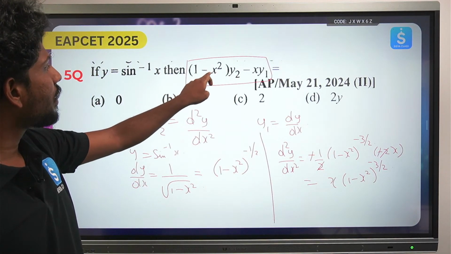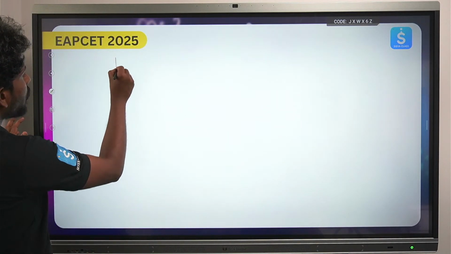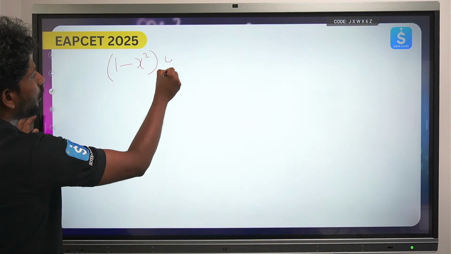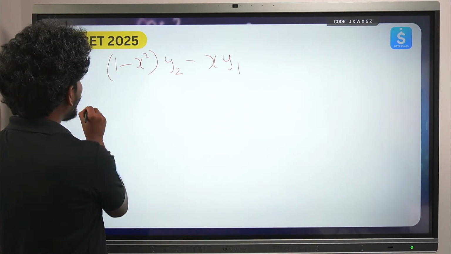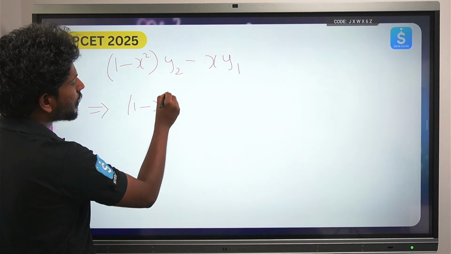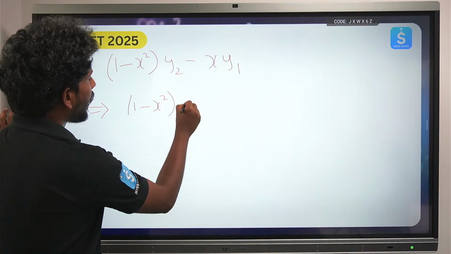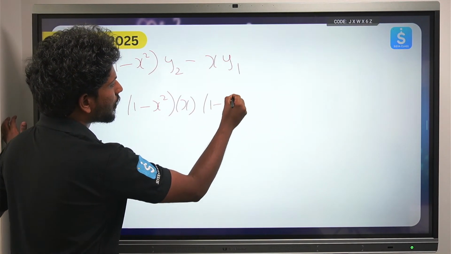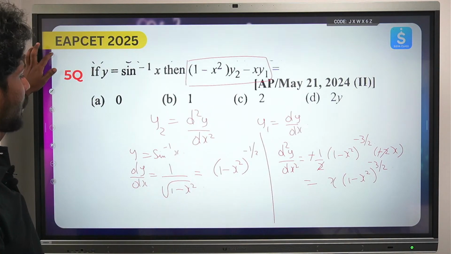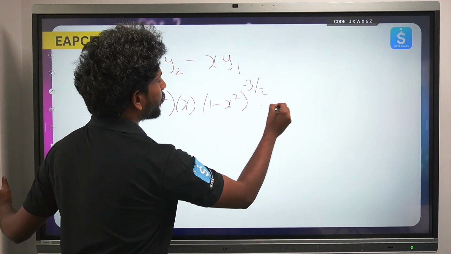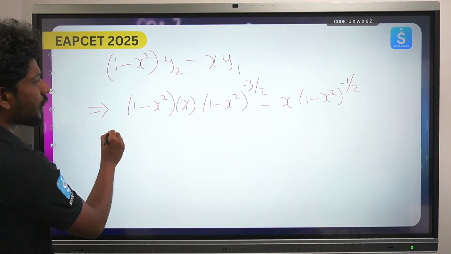Now substitute everything here. 1 minus x square y2. Here we need to just multiply. So 1 minus x square y2 minus, what is the value we got? Minus x into y1. Okay, this is the value he has given. So from here 1 minus x square, and what value of y2 did we get? x into 1 minus x square whole power minus 3 by 2, and we got y1 to be 1 minus x square whole power minus 1 by 2. Okay, so this is the final value we got.